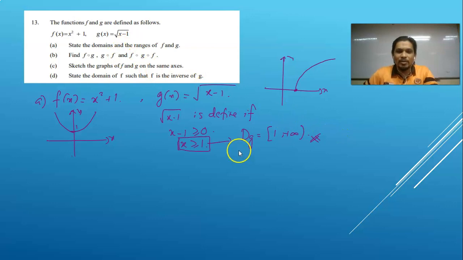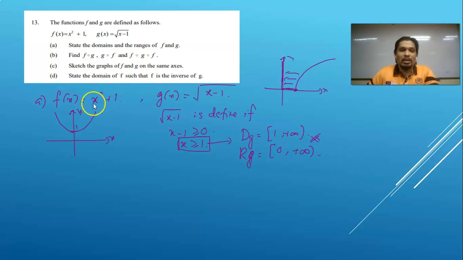So now the range of this function, the range of g equal to, from the point here to the y, which is 0 here. All values of y are positive. So it means that the range is 0 to positive infinity.